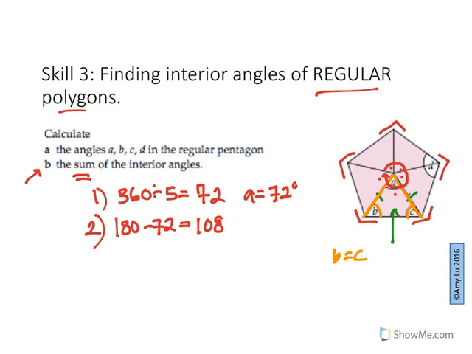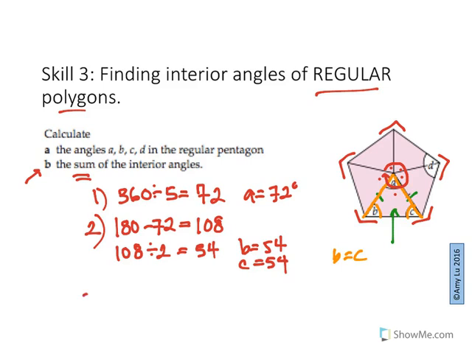Then, to find B and C, since we know they're the same because it's an isosceles triangle, 108 divided by 2 is going to give you 54 degrees. So we know that B equals 54 and C equals 54. Okay, great. We figured out A, B, C.